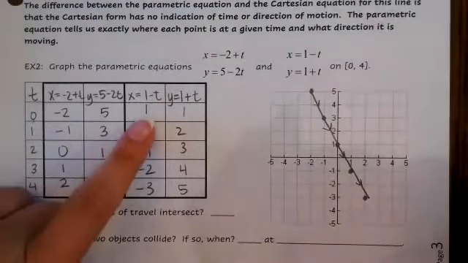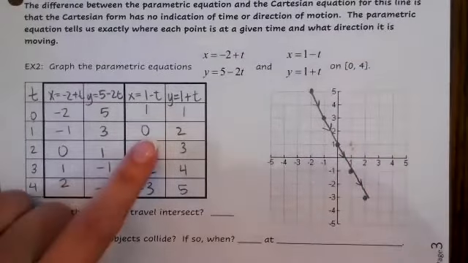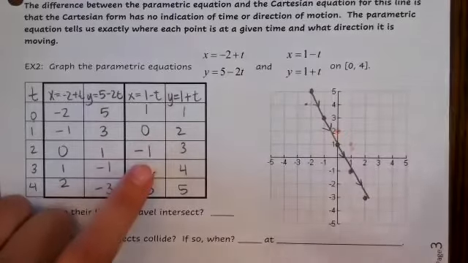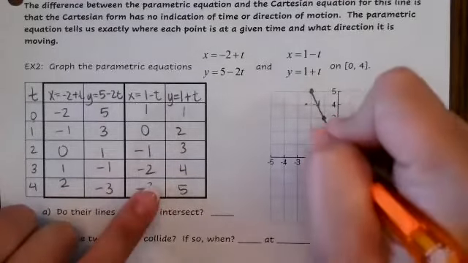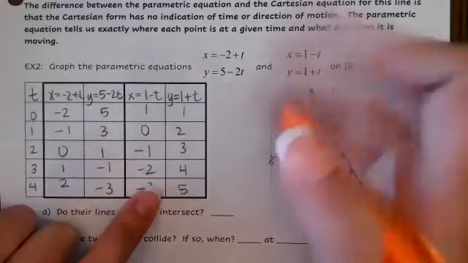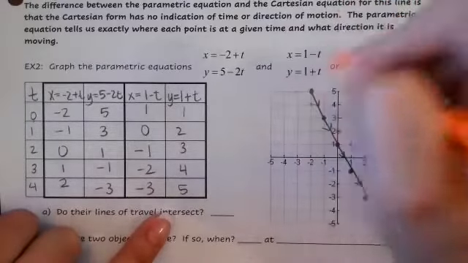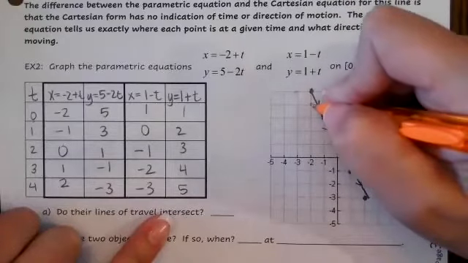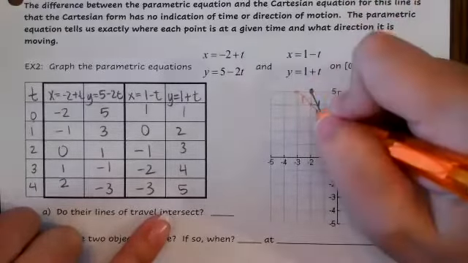I start again where t is equal to 0. So I'm going to start at 1, 1. And this one is headed in the other direction. So 0, 2, -1, 3, -2, 4, and -3, 5. So we started down here and we moved in this direction. So my arrows would point this way.